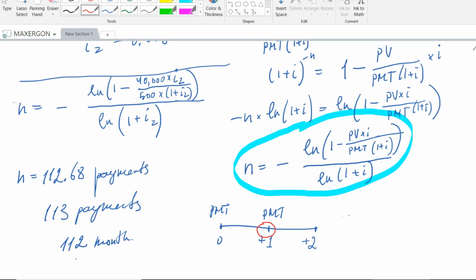Therefore, when you find time involving present value of due annuity, you need to find the number of payments first, then you will need to subtract 1 from that number, and you will get that number of time periods involving present value of due annuity. I'm speaking about present value of due annuity because for future value of due annuity, that's not the case.